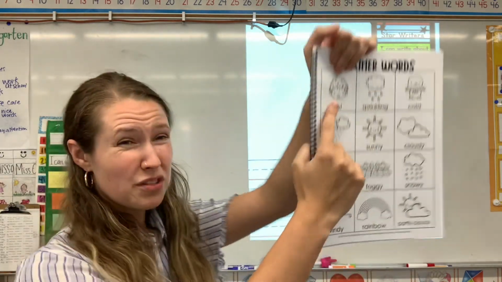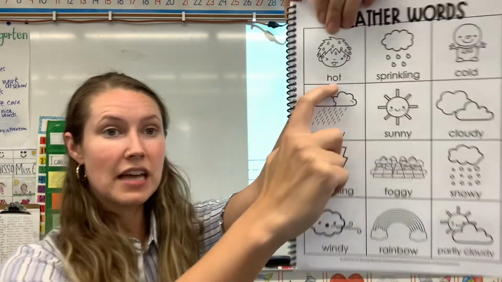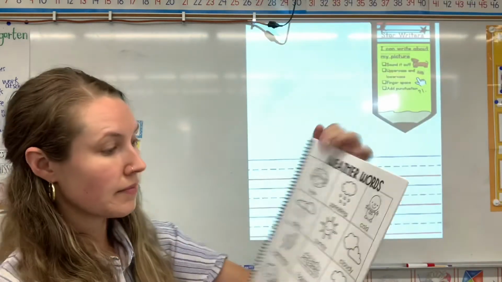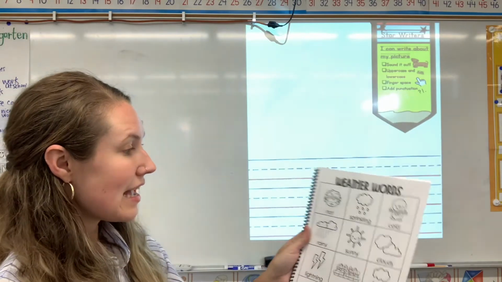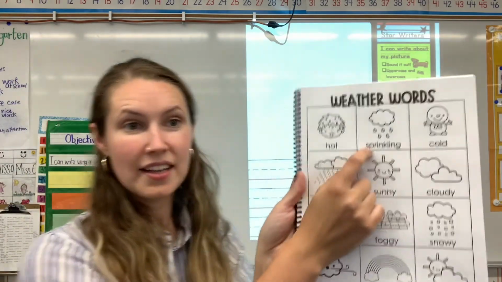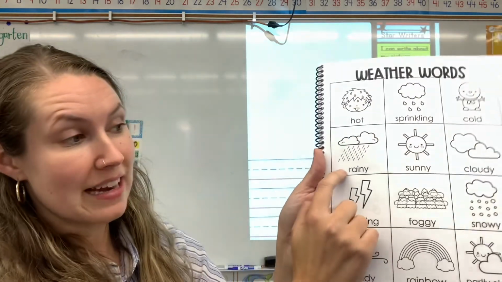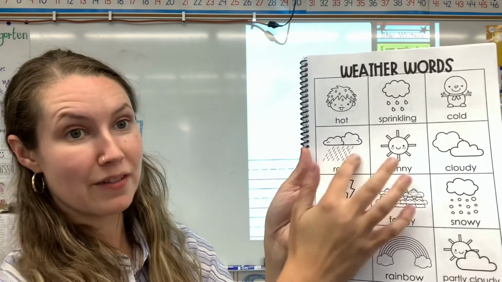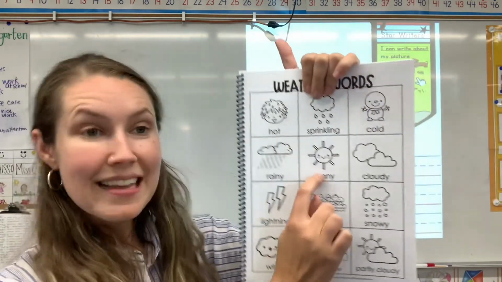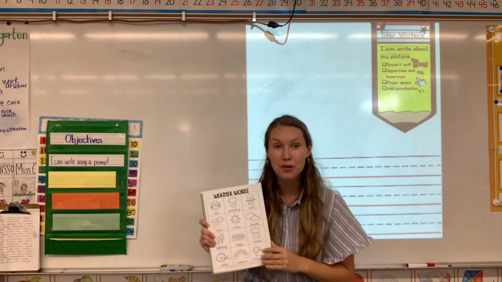So this one shows a little boy sweating. He is hot, and there's how you spell hot. And now maybe it is sprinkling outside, not raining too hard, sprinkling. Now if it's really raining, you could write that it's rainy, and there's a lot of rain here. Or maybe it's sunny. Use your word bank to help you write out your weather report.